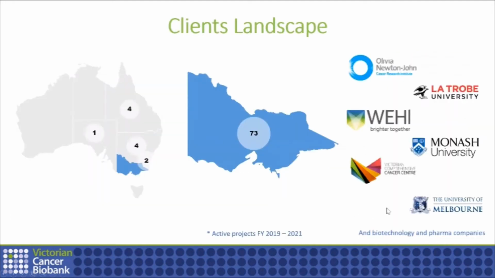This is an overview of the clients and researchers that we're supporting. This map is mainly of Australia, and the blue one is the Victorian map. Obviously, being based in and supported by the Victorian government, the majority of our clients are Victorian-based, as you can see from the logos. They are quite prominent research institutions, and we also support a fair number of biotechnology and pharmaceutical companies as well. With many of these researchers, especially at a few institutions, we have long-term agreements to supply specimens and related services.